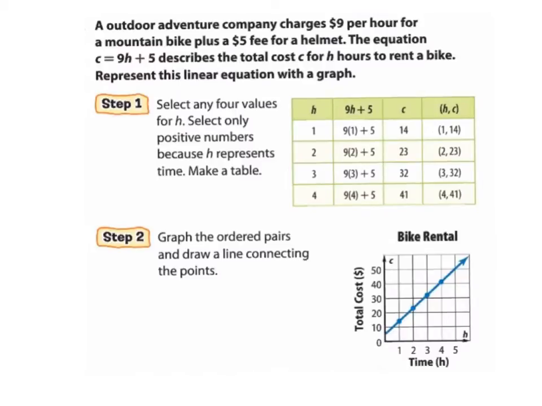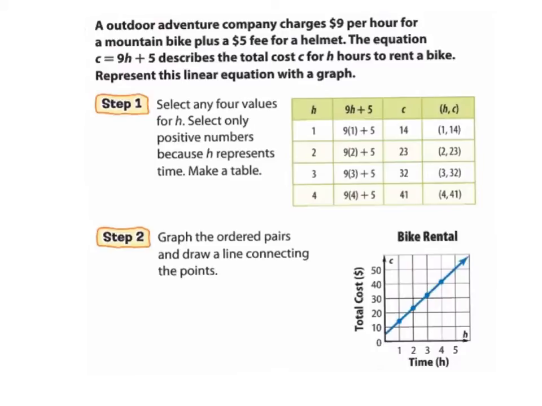All right, we have a word problem here. An outdoor adventure company charges $9 per hour for a mountain bike plus a $5 fee for a helmet. The equation C equals 9H plus 5 describes the total cost C for H hours to rent a bike. Represent this linear equation with a graph. So they've done it here. They've actually given us the equation there.